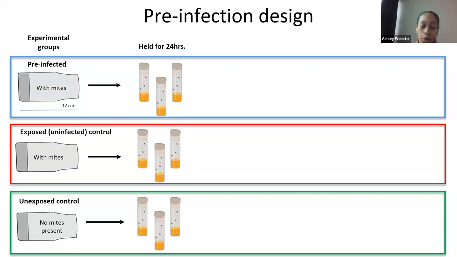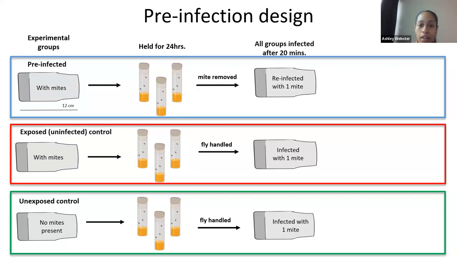These were held in groups for 24 hours. And then after 24 hours, all the original mites from the pre-infected group were removed while under CO2 with fine forceps. And then the controls were handled similarly. And then after 25 minutes to remove any effects of CO2, our pre-infected group was reinfected with one mite, and then our controls were also infected with one mite.